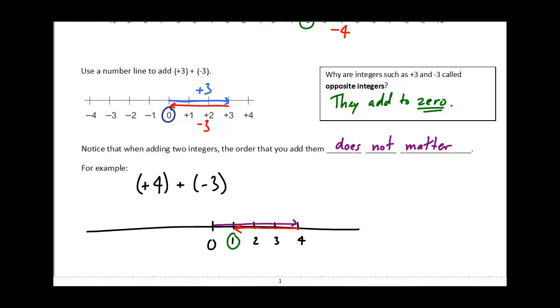But I could just as easily do that in the opposite order. So I can go some spaces to the left here, negative 1, negative 2, negative 3. And I could represent this as negative 3 plus positive 4. So negative 3 just means I'm going to start at 0, and go 1, 2, 3 spaces to the left. And then positive 4 means I'm going to go 1, 2, 3, 4 spaces back to the right. So you can see in either case we end up in the exact same spot.